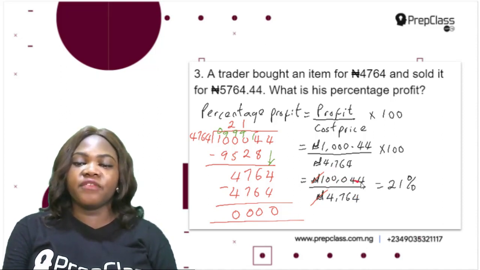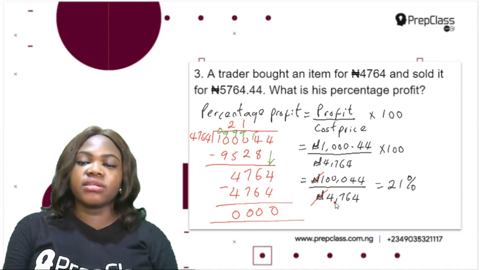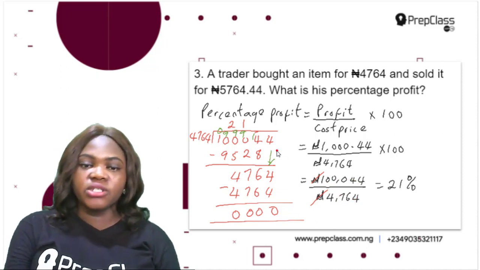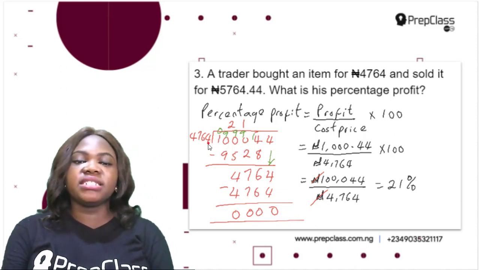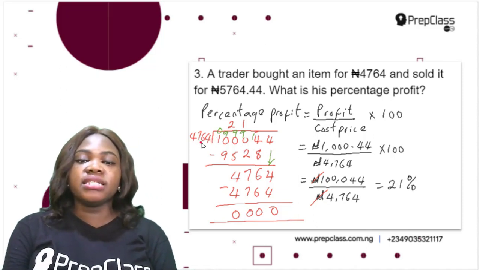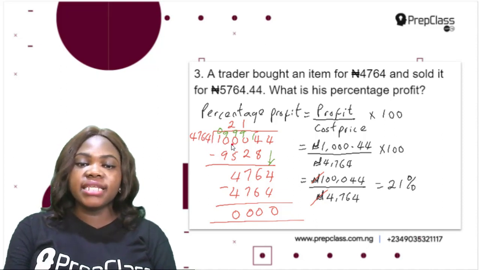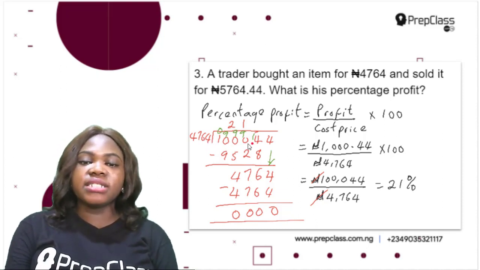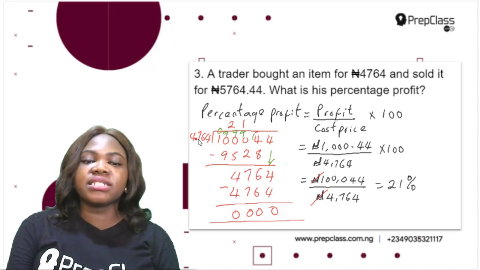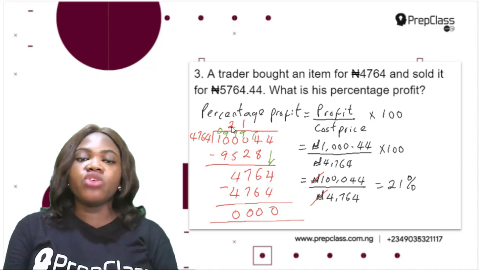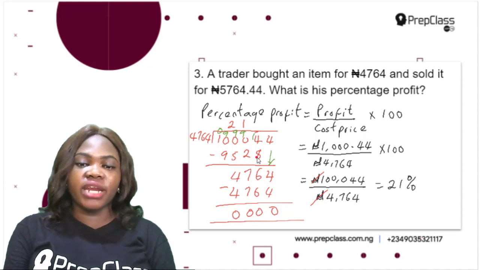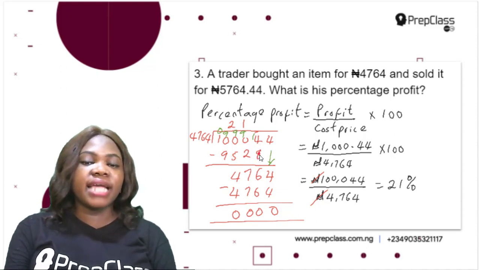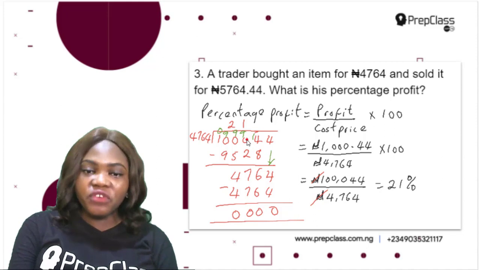So we have to divide 100,044 by 4,764. So let's do that here using the long division method. So the first possible digit that is divisible by 4,764 is 10,004. So 10,004 divided by 4,764 is 2. 2 times 4,764 is 9,528. 4 minus 8 is not possible, so we have to get one from the next digit.